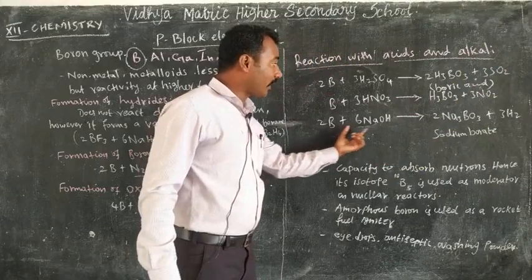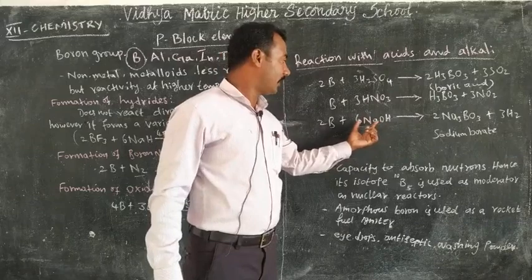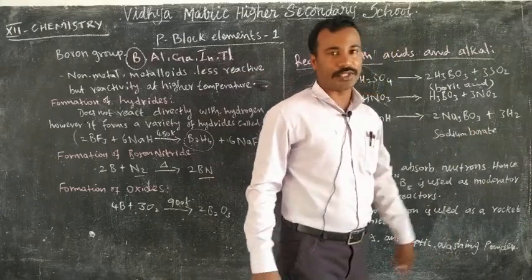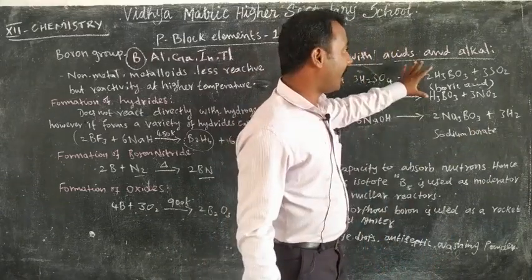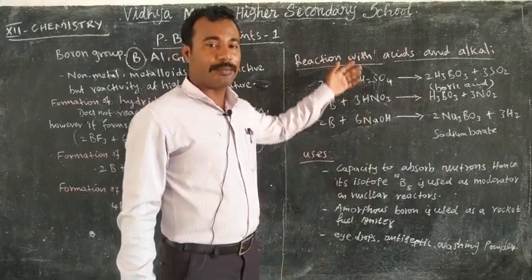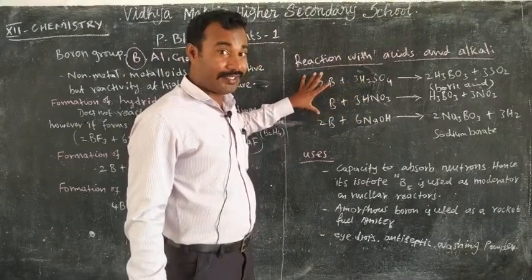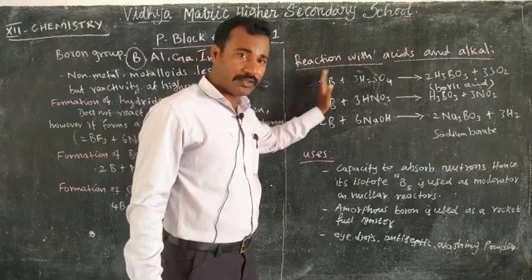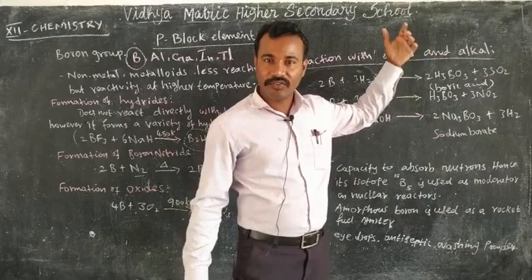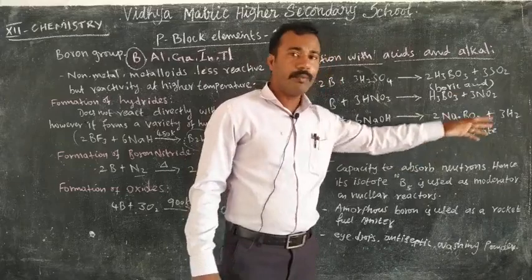Then boron reacts with sodium hydroxide. This is not an acid, this is an alkaline solution, a base. NaOH gives sodium borate, Na3BO3. They may ask how boron reacts with acids or alkaline solutions, in three steps. Boron reacts with sulfuric acid to form boric acid. Boron reacts with nitric acid to form boric acid. Boron reacts with sodium hydroxide to form sodium borate.